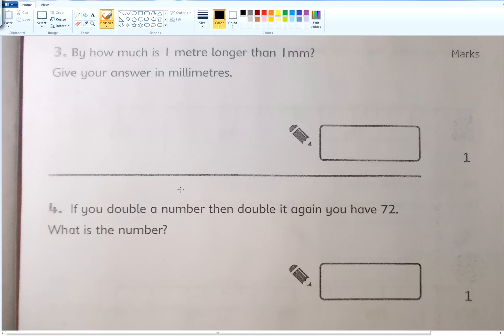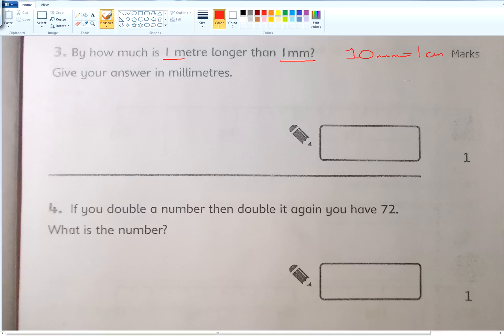By how much is 1 meter longer than 1 millimeter? Okay, now this is an important question. Let me just get hold of my pen, and then we'll go for a red. Now, how many millimeters are there in 1 meter? Who knows the conversion? Go on. 10 millimeters equals 1 centimeter. So 10 millimeters is equal to 1 centimeter.